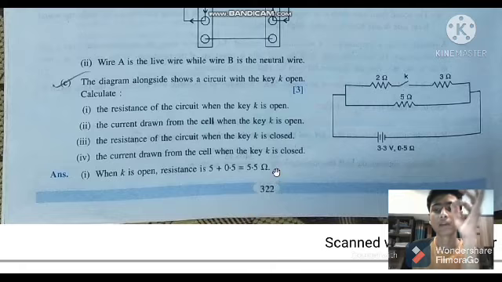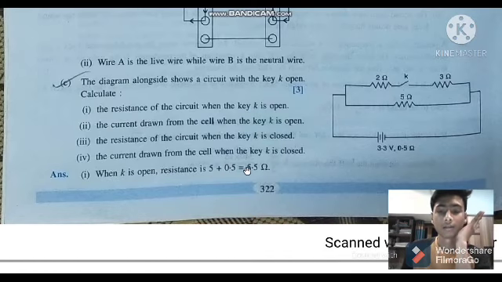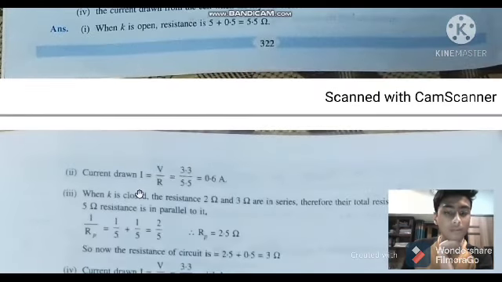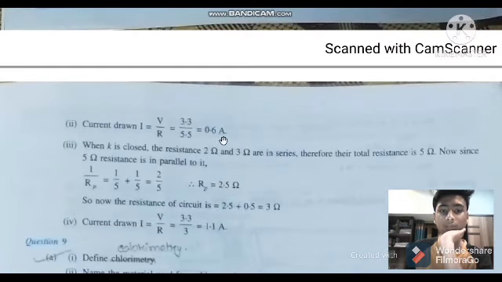So ultimately the terminal voltage is 5, and this is your internal voltage. This would sum up to give you the total resistance of the circuit as 5.5 ohm. Now we know by Ohm's law V is equal to IR. From there I is equal to V upon R, which is 3.3 upon 5.5, which is 0.6 ampere when key K is open, right?